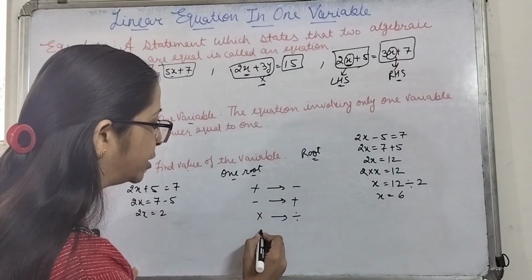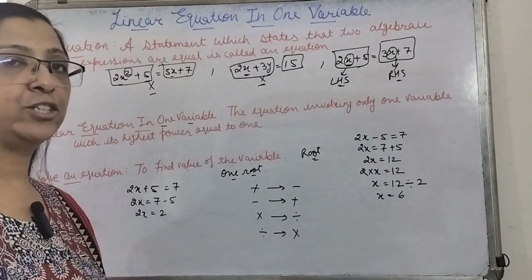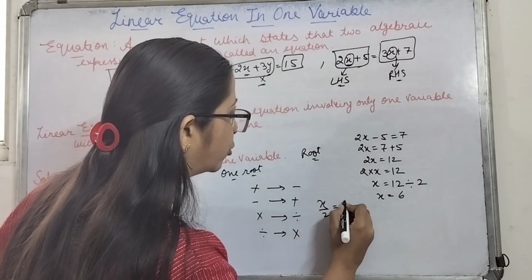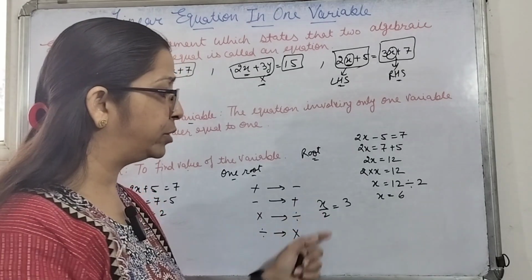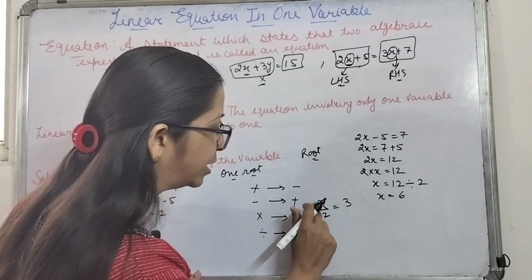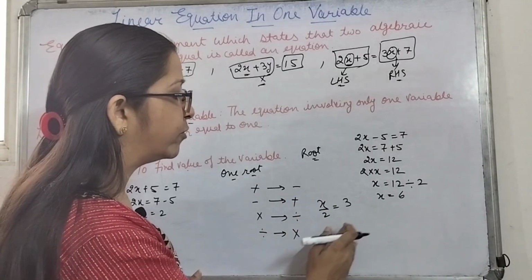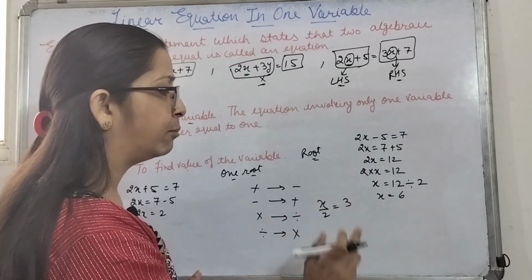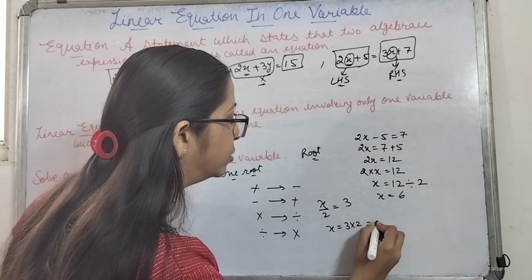And if we transpose a division sign, it will change to a multiplication sign. Suppose it is given that x upon 2 is equivalent to 3. Now x is in division, x divided by 2. So 2 is in division in the LHS part. If we transpose it to the RHS, this sign will change to multiplication, so x will be 3 multiplied by 2, that is 6.